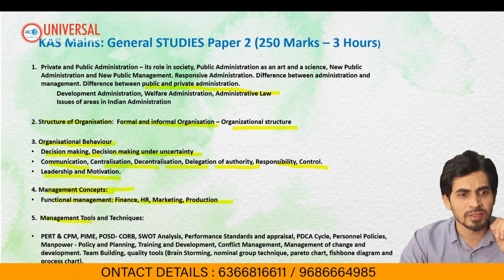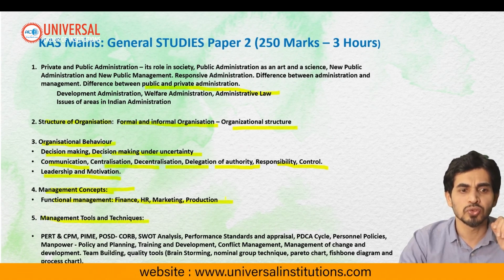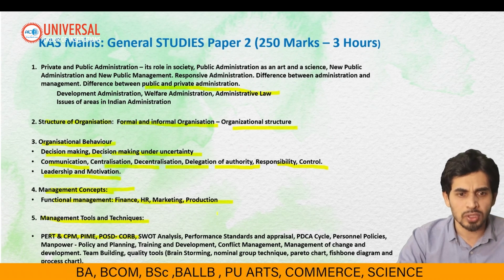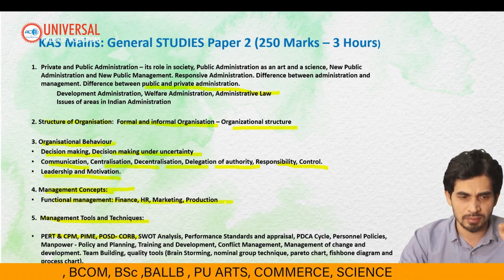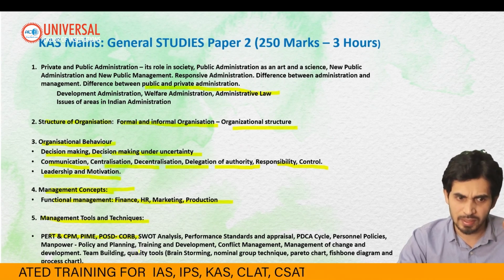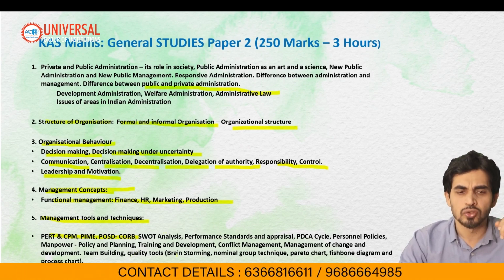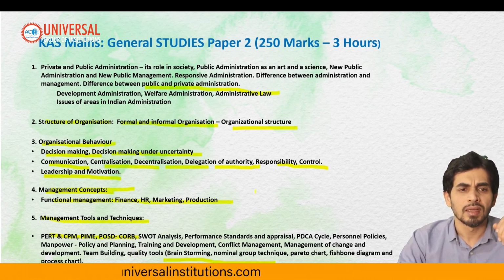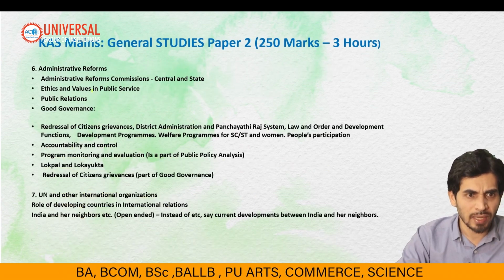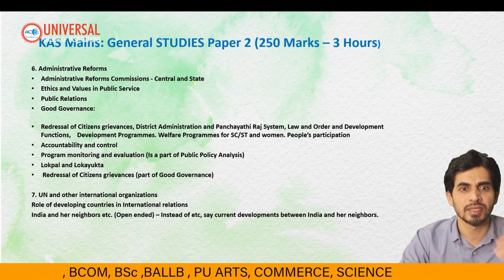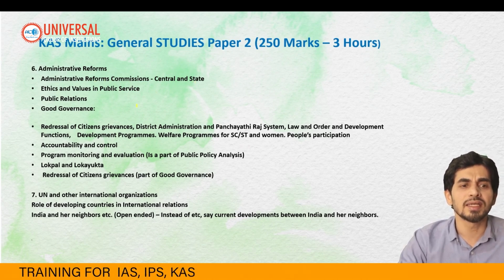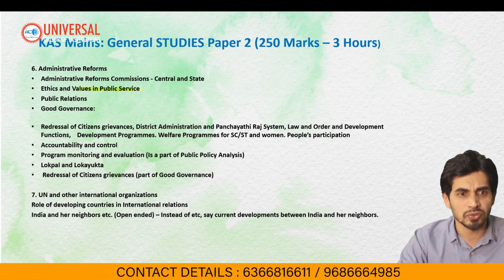And then fifth part should be management tools and techniques, which should include PERT, CPM, PIME, post-COB, SWOT analysis. All these are important tools and techniques with regard to management. This has to be studied under this. I agree with this. Team building, quality, tools and all this. All right. After this, administrative reforms should have Administrative Reforms Commission and under central and state governments as a separate topic here. And then under it you can talk about ethics and values in public service.